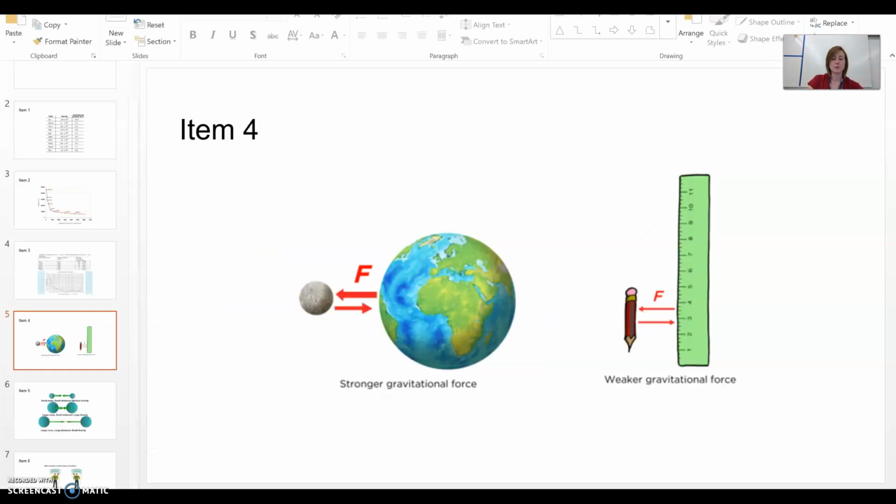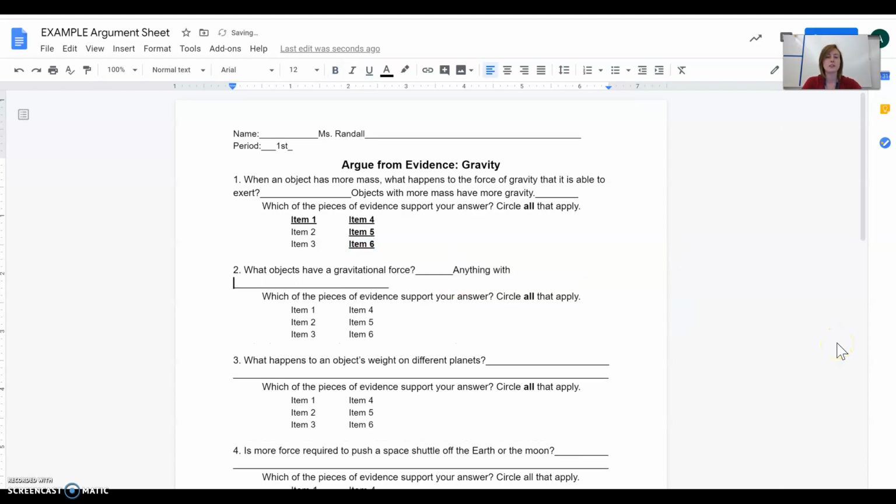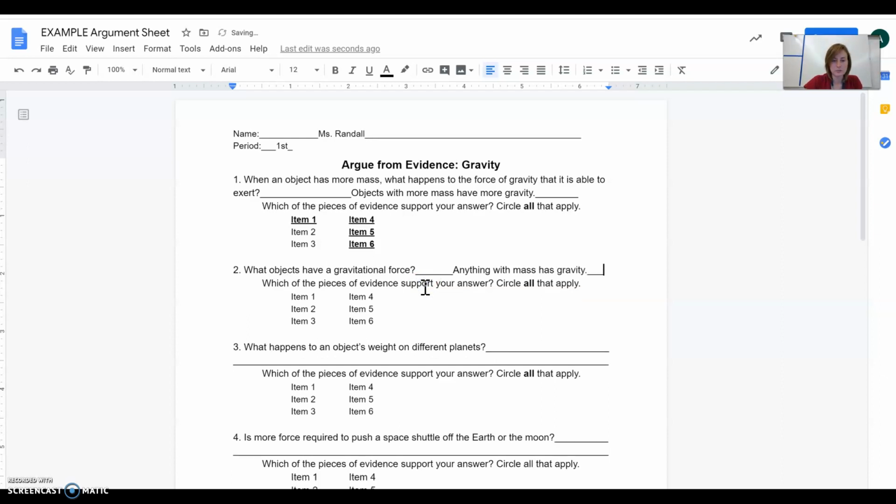So I'm going to go back to my Google Doc. I don't know if it'll let me type. Oh yeah, I got my internet back. Great. So I'm going to highlight item 6. Okay, so what objects have gravitational force? Anything with mass has gravity, okay? Notice I did my answer in a complete sentence, so make sure you do that too. Okay, and then I used item 4 to support that.